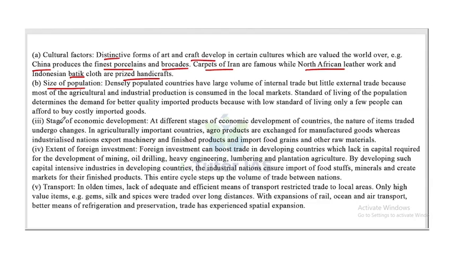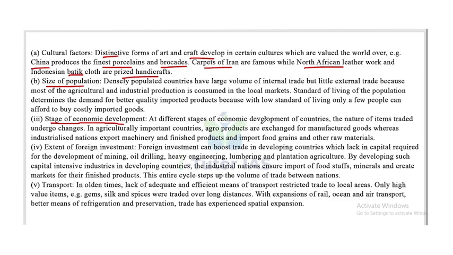Now, stage of economic development. What is stage of economic development? At different stages of economic development of countries, the nature of items traded undergoes changes. In agriculturally important countries, agro products are exchanged for manufactured goods, whereas industrialized nations export machinery and finished products and import food grains and other raw materials. So this is the stage of economic development.